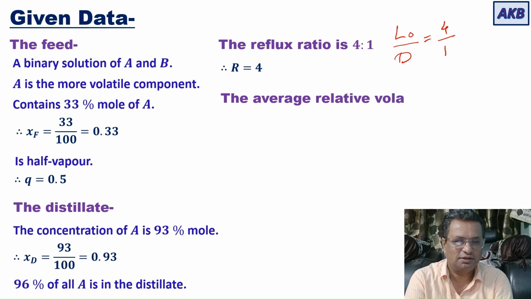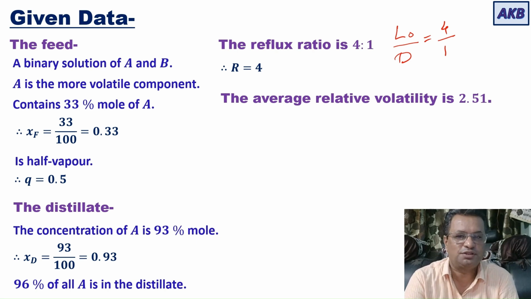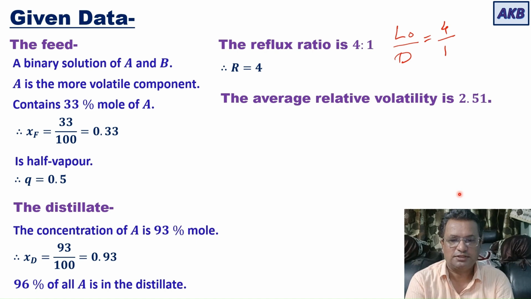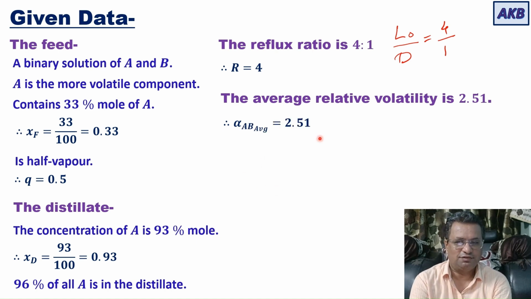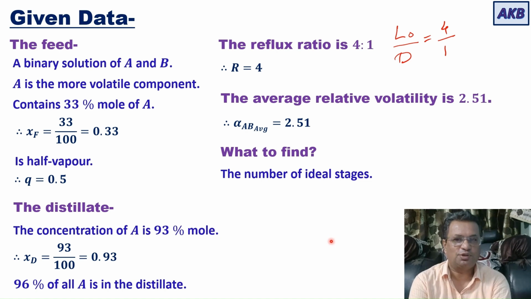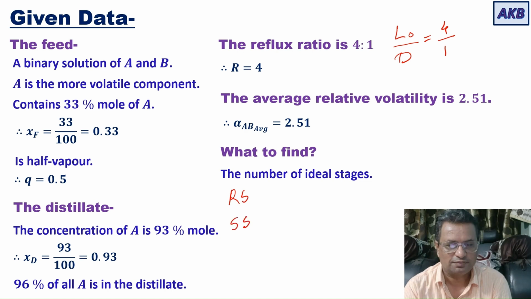Then the value of average relative volatility is given to us. It is 2.51. That means instead of giving the VLE data, they have given us the average relative volatility, and we are going to use this to generate the VLE data. So alpha AB average is 2.51. What is to be found out? We need to find the number of ideal stages, or the number of equilibrium stages, in the rectifying section and in the stripping section, and we will also report which is the feed plate.